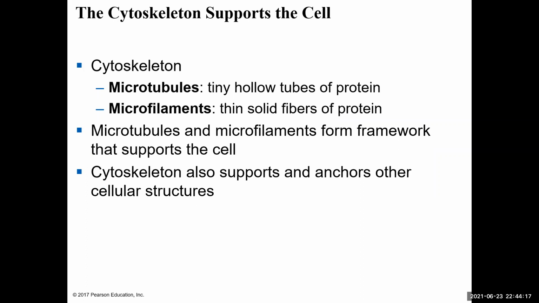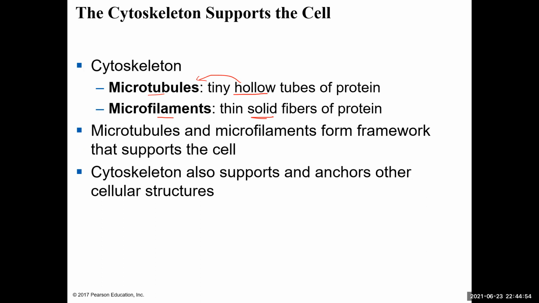Here are just some more details about the cytoskeleton. There are two different components that are part of the cytoskeleton: microtubules and microfilaments. Just remember that hollow is a tube, so that's the microtubules, and the solid fibers are the microfilaments. Both of these are made up of protein, and they both make up that framework, that internal scaffolding, the structural support of the cell.